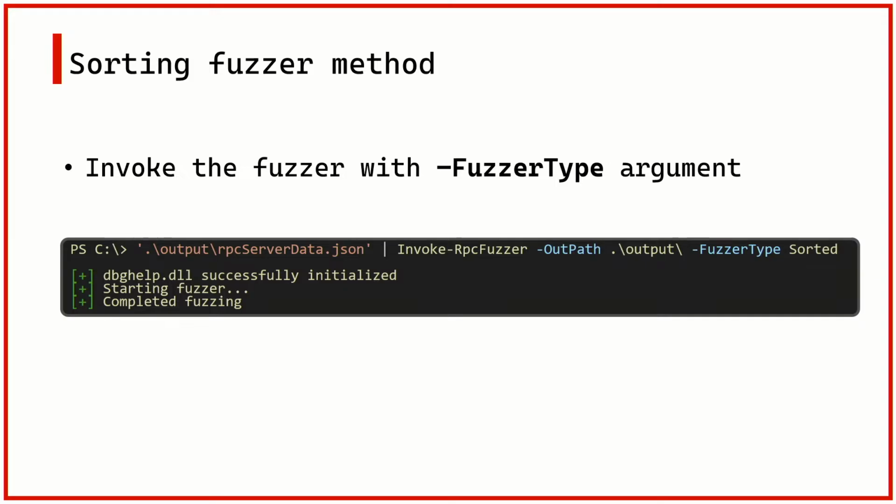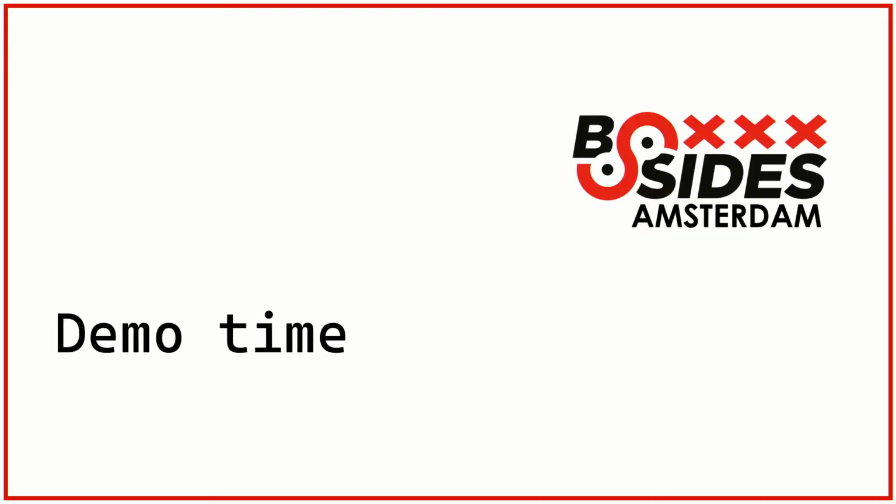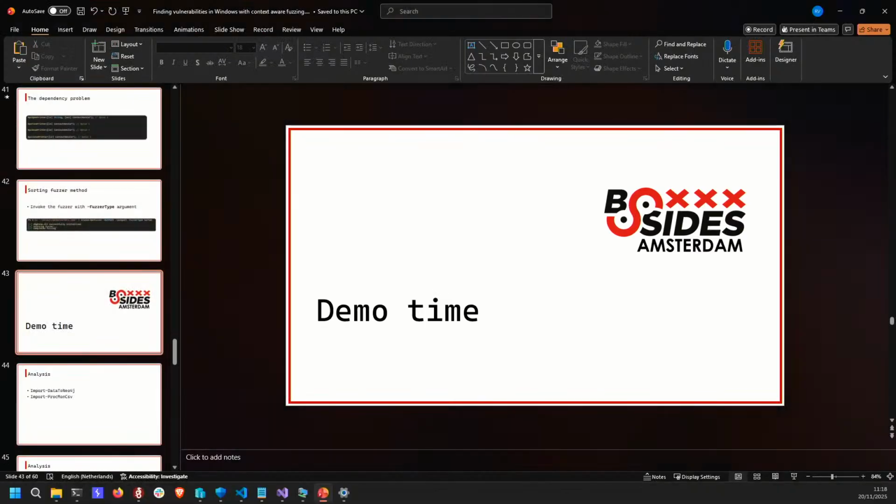By default, it doesn't use this one, because it can happen that this will provide other results that you perhaps may miss some vulnerabilities. So make sure to always test both of the Fuzzer types to see the differences between them. So let me show you a quick demo about how that goes.